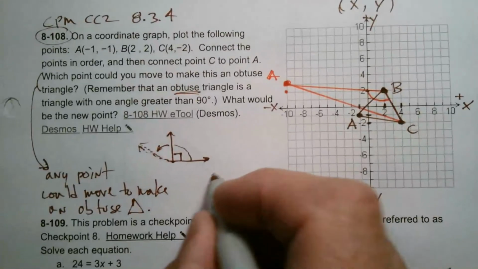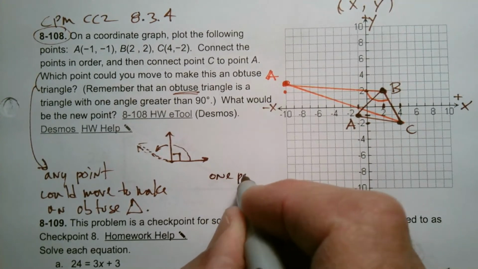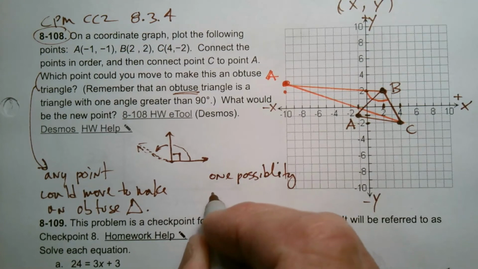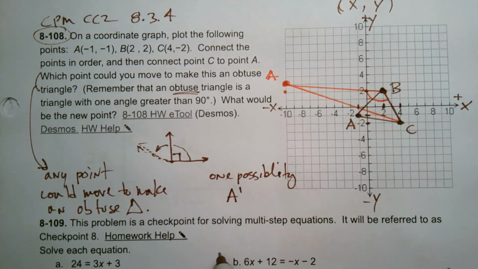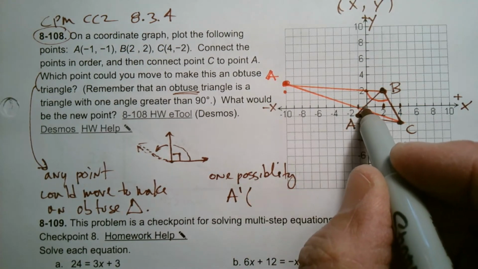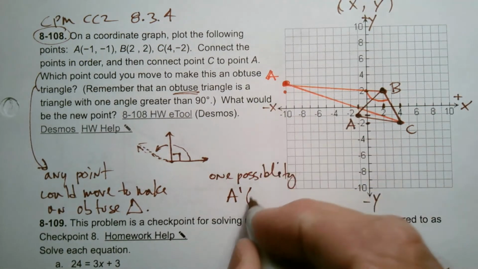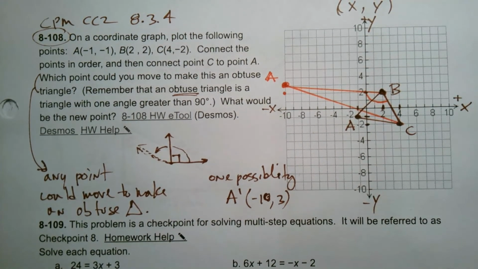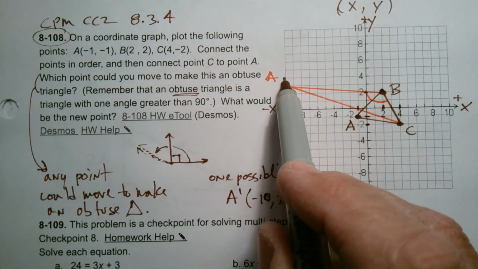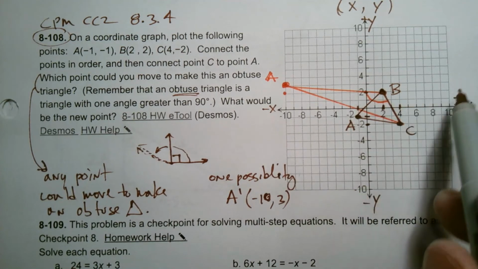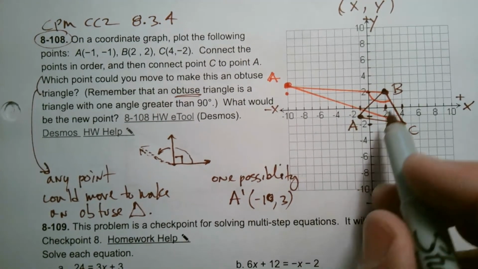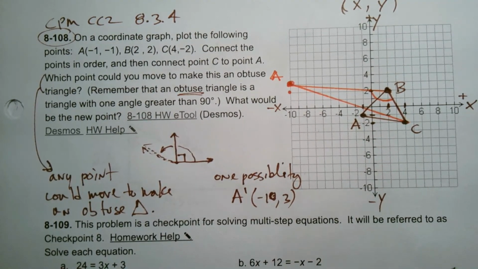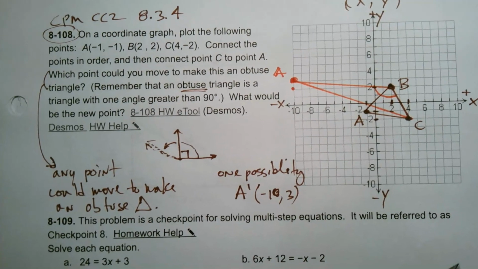So one possibility, right? There are many possibilities in this case. So one possibility would be my new A, we'll call it A prime, is now at (-10, 3). Again, I could have moved A even higher, or I could have moved B instead. I have now just created an obtuse triangle. So there are many different ways, but that's the process. There we go.